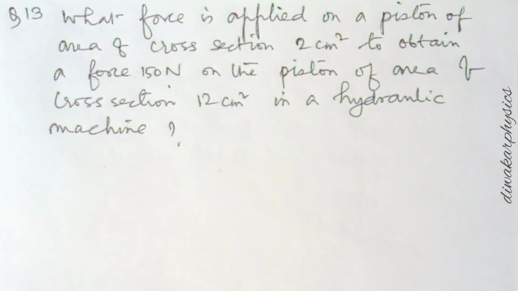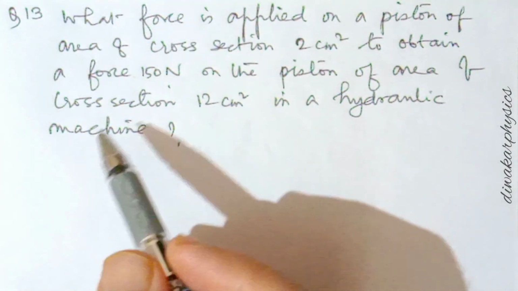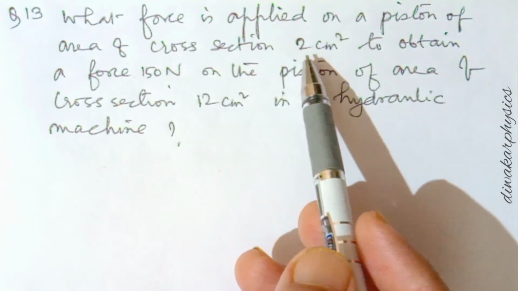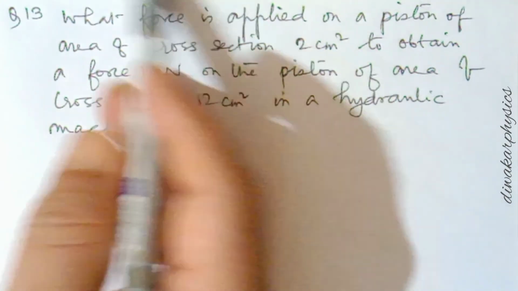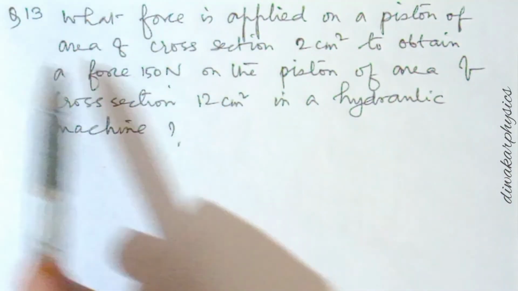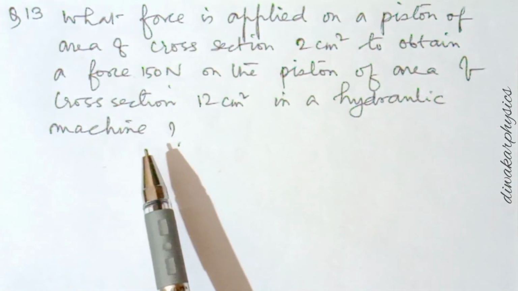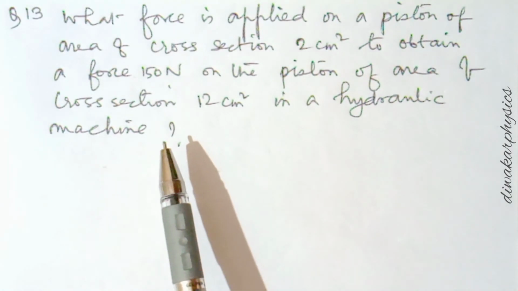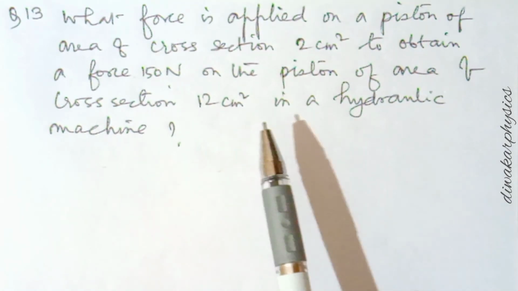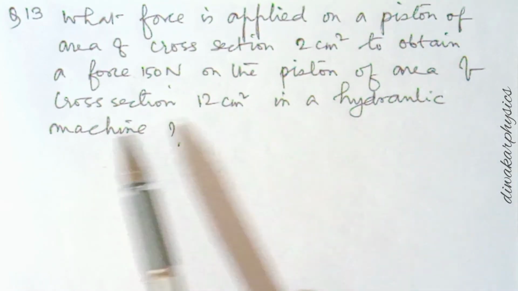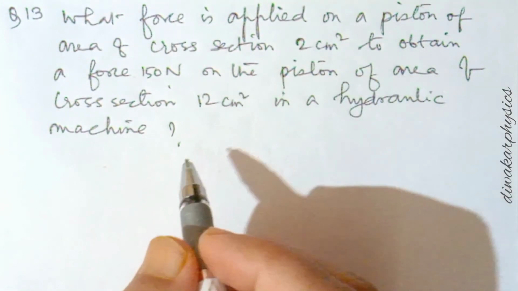Okay, we'll go to the last question, question number 13. What force is applied on a piston of area of cross section 2 centimeter square to obtain a force of 150 Newton on the piston of area of cross section 12 centimeter square in a hydraulic machine? So this is also based on Pascal's law.